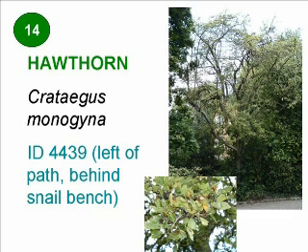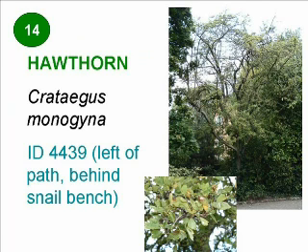Tree 14 is the hawthorn, ID 4439, found on the left of the path behind the snail bench. The hawthorn, known as May, in which month it flowers, produces white blooms, some varieties pink or red, which are heavily scented. The nectar attracts insects for pollination. Leaves, shiny, deep-lobed, on sharp thorned twigs are dark green, yellowing in autumn. Fruits known as haws, red or orange berries, are enjoyed by birds. It can live for over 250 years.